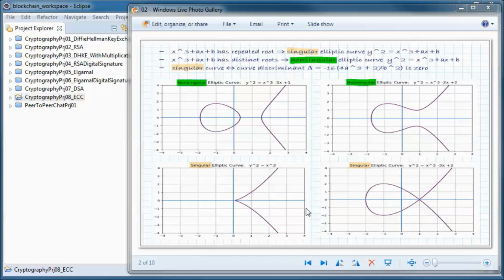And those two curves are singular, so we don't want to use a singular curve, and a singular curve is when the discriminant delta is 0, so this value is 0, and a singular curve has a repeated root. So we want to use an elliptic curve with distinct roots, like those two, this one and this one.